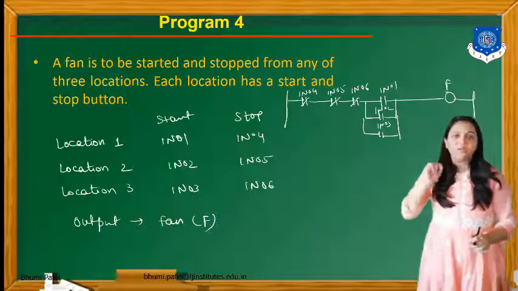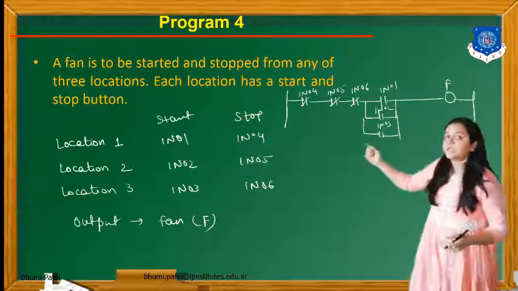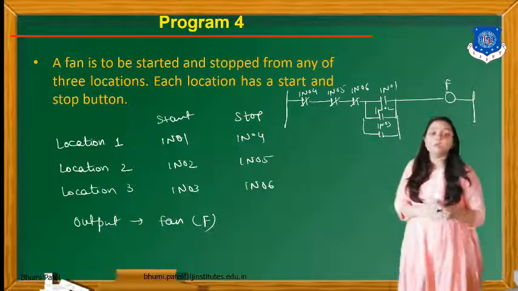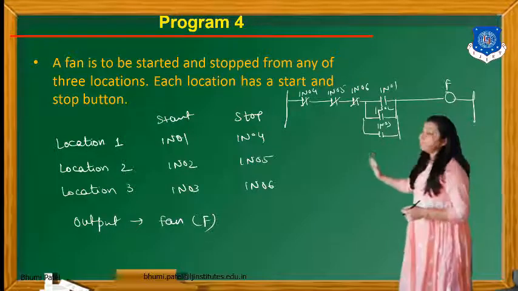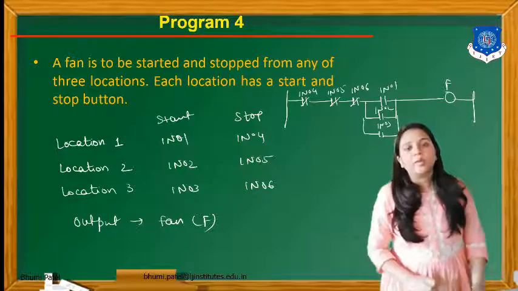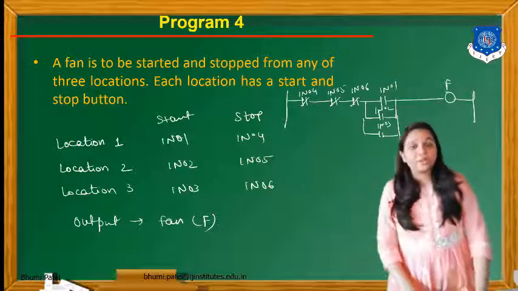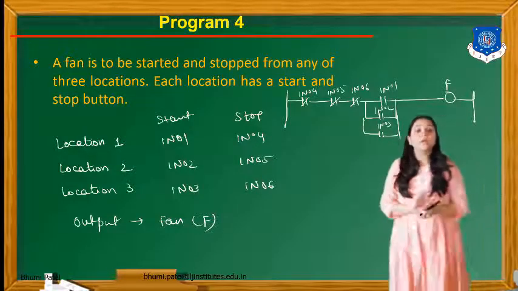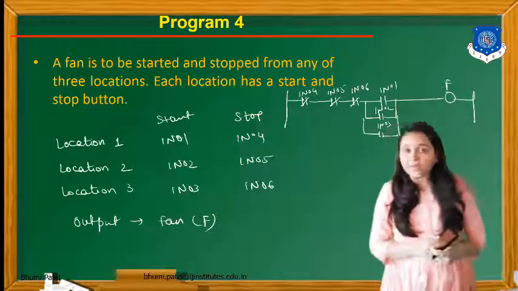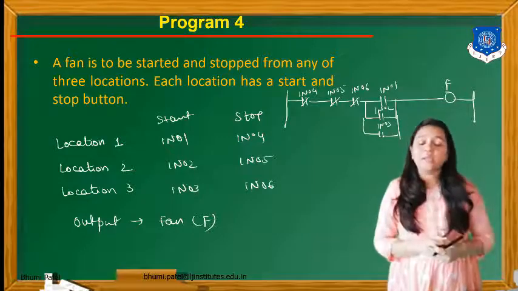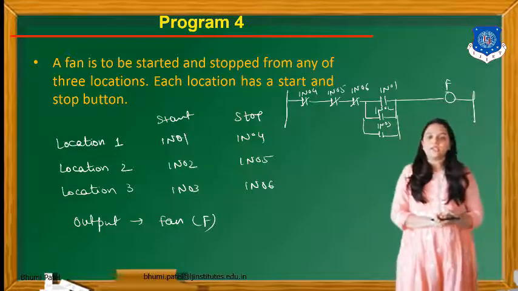The output fan must be on, and if any stop button is pressed, it must be off. That means we always put the stop buttons in series connection. That means if any of the stop buttons is pressed, the fan will be off. And if any of the start buttons is pressed, the fan will be on. So this is the logic for this program. So as you studied, using only normally open and normally closed contacts and series-parallel connections, and with the interlock, we can easily draw the PLC program using the ladder logic diagram.